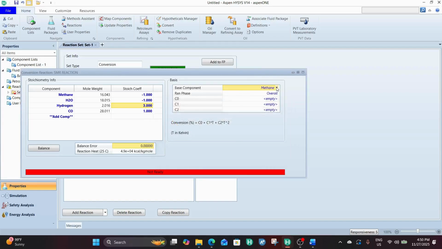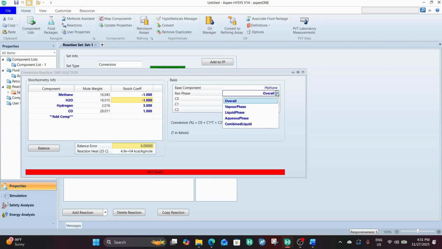But that way we can have methane as our base component, which we do. And then we're missing something, which is our overall reaction phase. Well, let's just leave that as overall. The C0 represents our conversion rate, which we need to specify. Remember the conversion rate of 85% given for methane. So let's push this to 85%. And that way we are good to go. 85%, and we're ready after specifying the C0. Remember, represents your reaction rate.